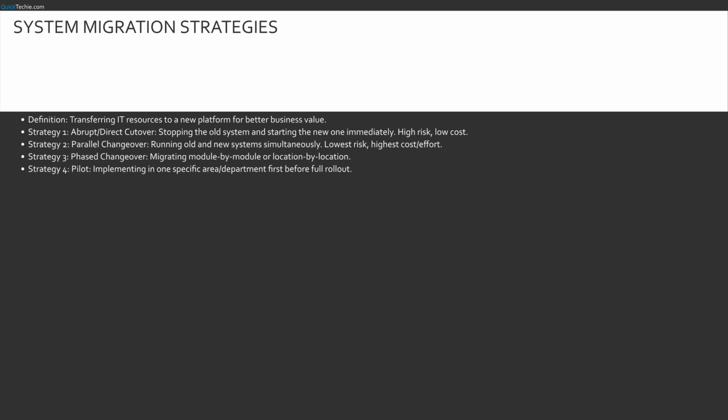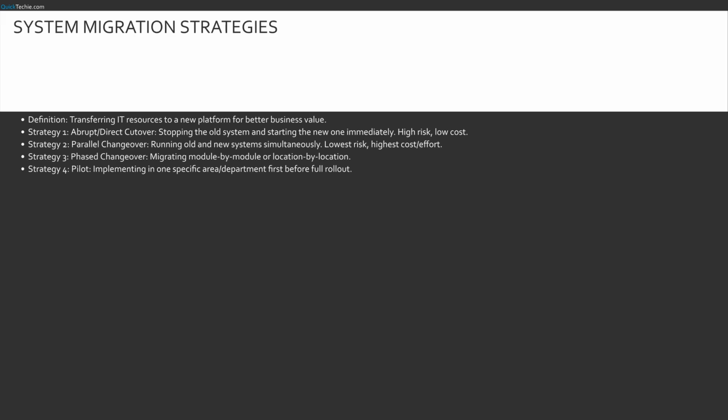How do we actually move? We have to choose a migration strategy, often called a changeover technique. You have four main choices. First, the abrupt or direct cutover. You turn off the old and turn on the new. It's cheap but risky. If it fails, you are dead in the water. Second is parallel changeover. You run both systems at once. This is the safest route, because you have a fallback, but it's expensive and doubles the workload.